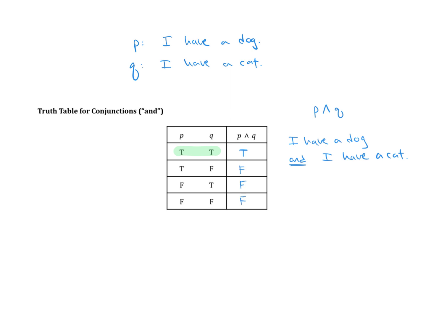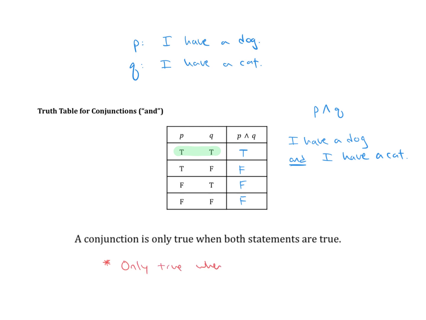So if it's true that I have a dog, but false that I have a cat, then this is a false statement. If it's false that I have a dog and true that I have a cat, then this is a false statement. And if both of those are false, it's a false statement. Again, the only way it's true is if both are true. So to summarize that, a conjunction is only true when both statements are true. And I would write that even more simply in your notes. This is like our mantra for "and" whenever we encounter it in a truth table: only true when both are true.